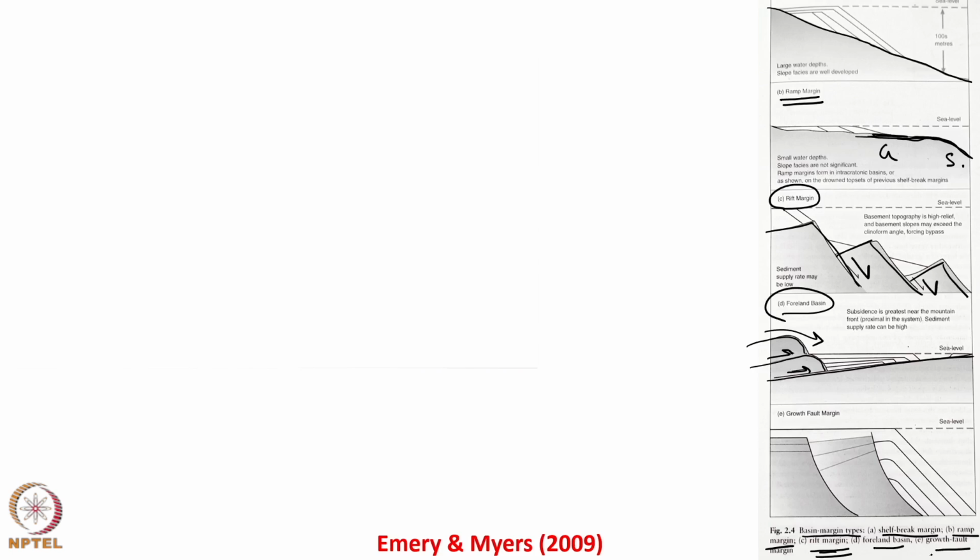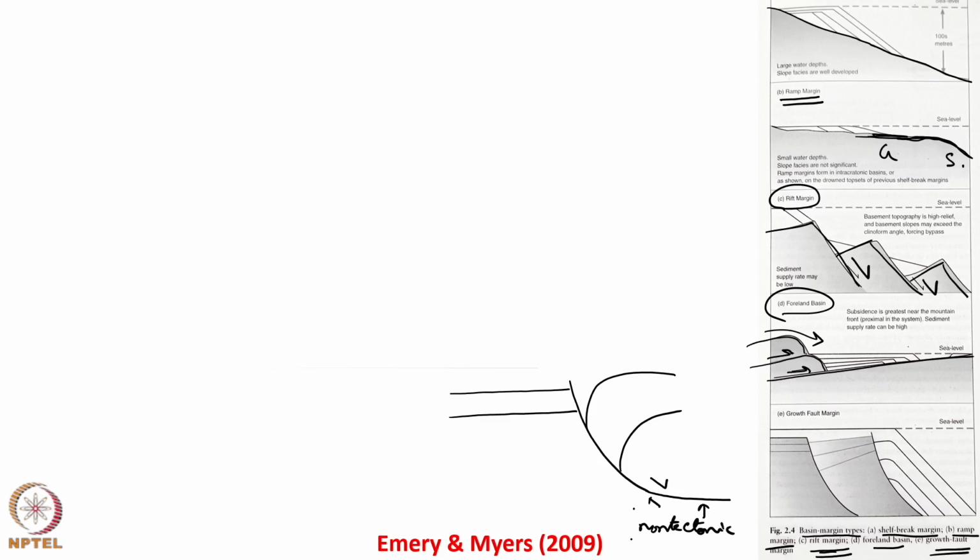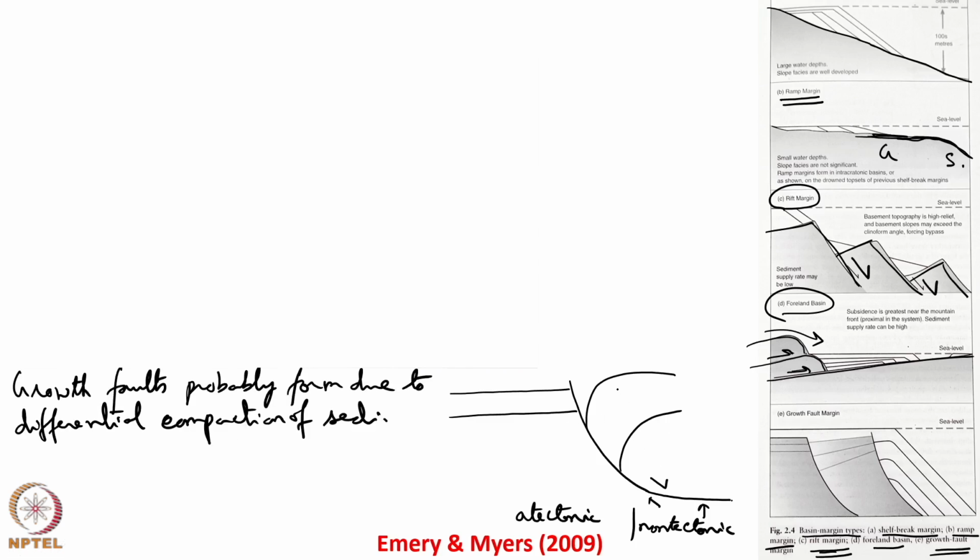What happens in case of a growth fault? This is a schematic diagram of a growth fault, which is a listric normal fault. It is a non-tectonic fault, also called atectonic. We do not know exactly how it forms in the sediment, but probably due to differential compaction of the sediment, growth faults are produced. For example, in this hanging wall block portion, suppose there is more compaction, then this block will move down compared to this block.